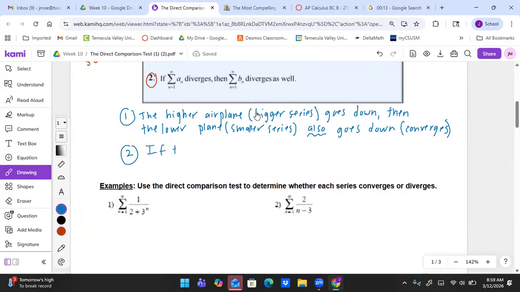That's amazing. Okay, let's write it real quick. If the lower plane goes up, right, the lower plane's the smaller one. I'm not going to write it again. Then the higher plane, the bigger one, goes up as well. Also goes up.